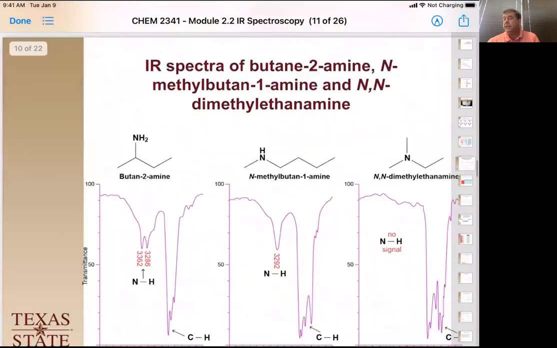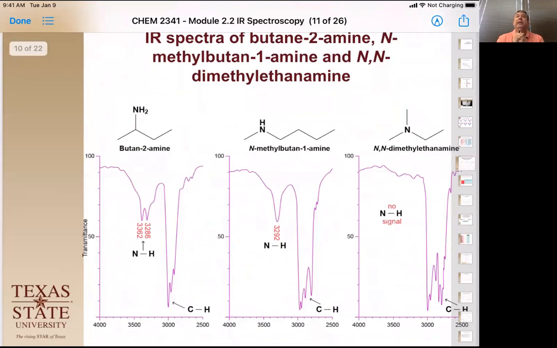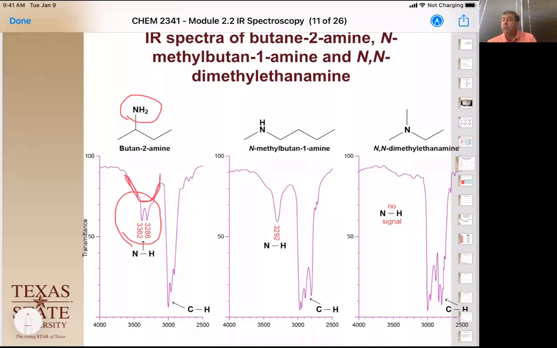Okay, so I said that the peak will change based on how many hydrogens you have on that nitrogen. In the case of 2 hydrogens on a nitrogen, you get 2 peaks. Notice it's still a little bit broad here, but it's not as broad as that OH peak. The OH peak is by far the broadest of these peaks. If we take just 1 hydrogen here, we get this, and so we have 1 peak for that 1 hydrogen.